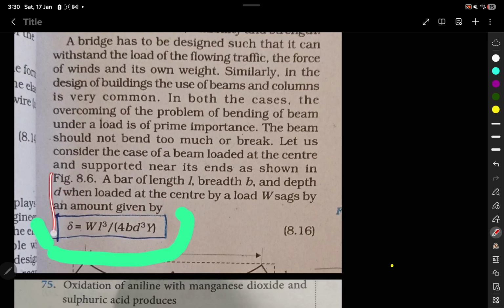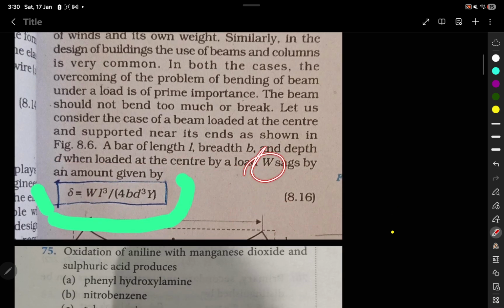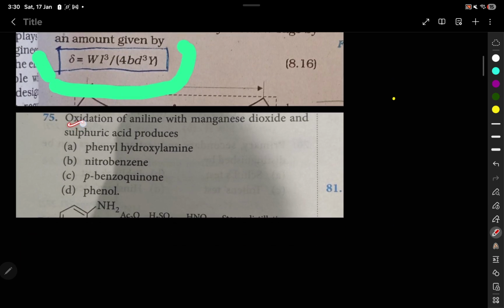So I'm not sure if this formula is going to be useful ever, but a bar of length L, breadth B, depth D, when loaded at the center by a load W, sags by an amount given by WL cube divided by 4BD cube Y, and Y is Young's modulus, as you guys know, and W is weight. So yeah, that's all.